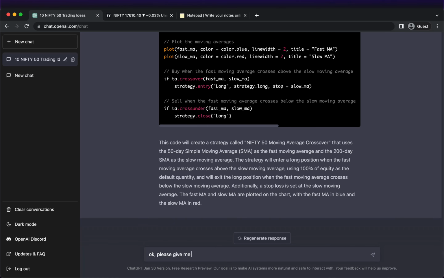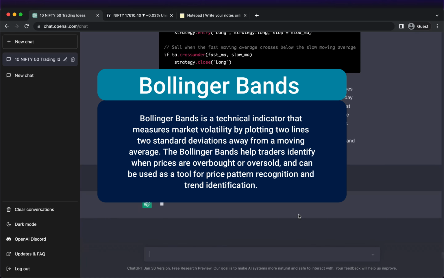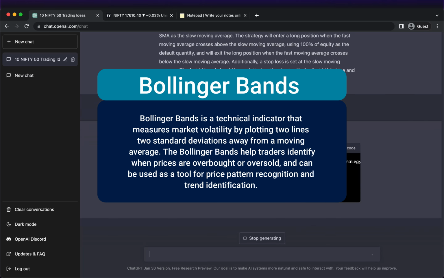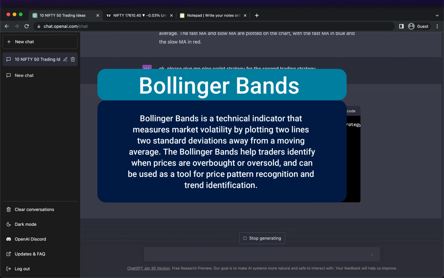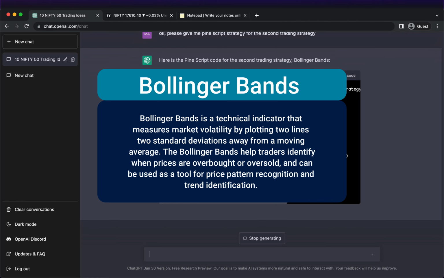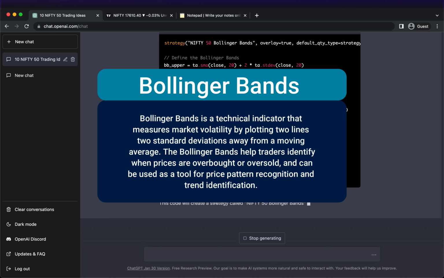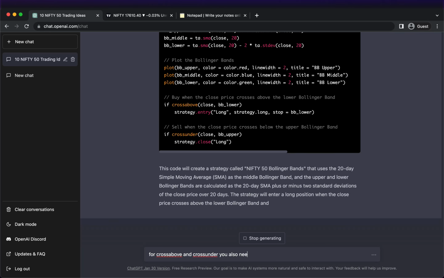And now let's ask ChatGPT to create a trading strategy for the second strategy, which is Bollinger Bands. And while ChatGPT is creating a trading strategy, let's just do a small introduction to what Bollinger Bands is about. So Bollinger Bands is a technical indicator that measures market volatility by plotting two lines two standard deviations away from the moving average. The Bollinger Bands help identify when prices are oversold or overbought.